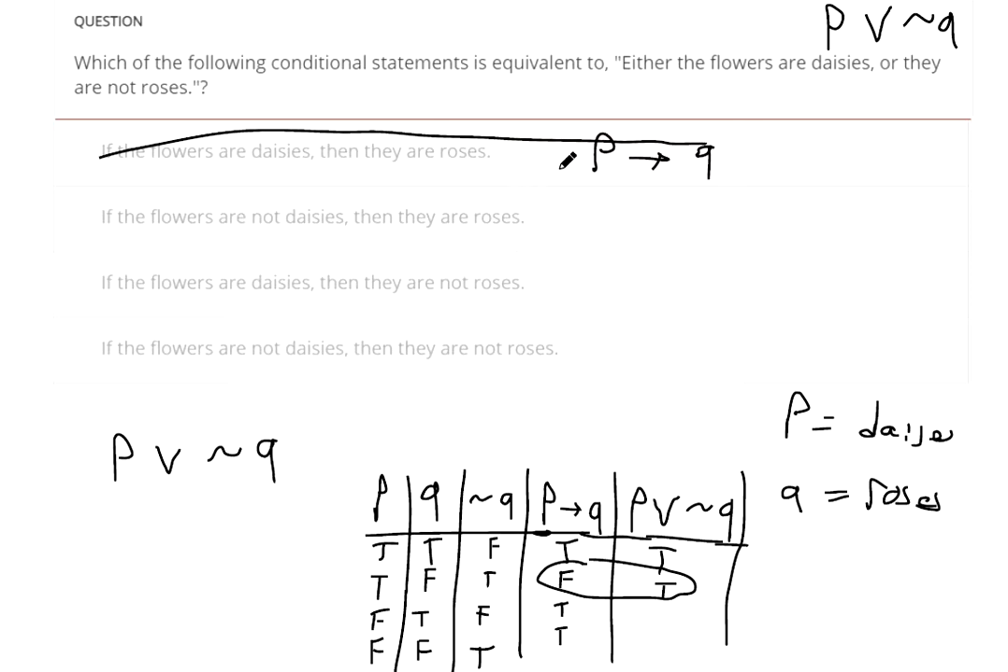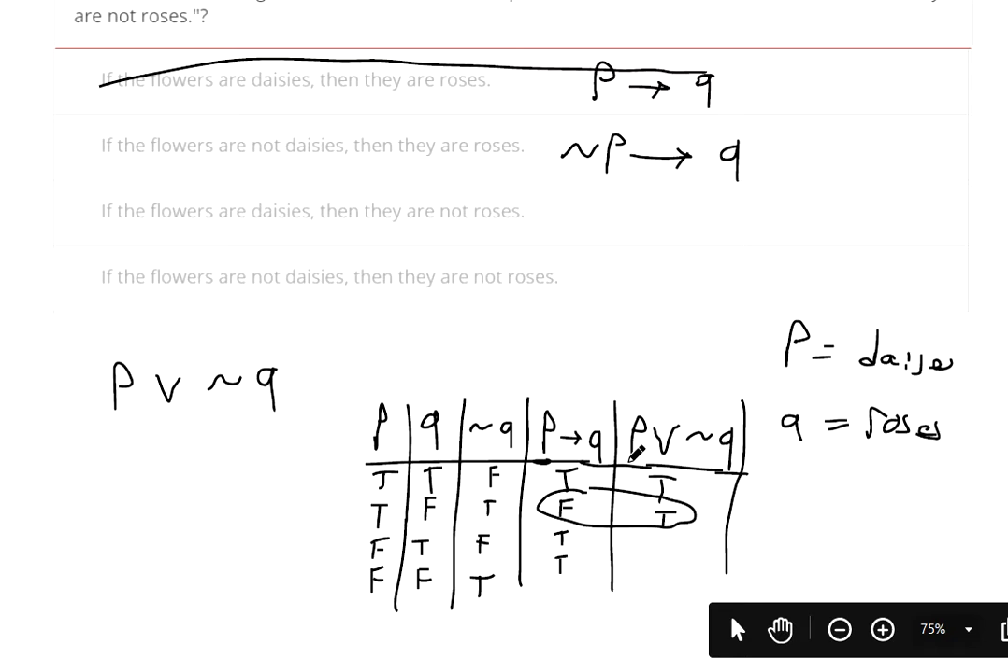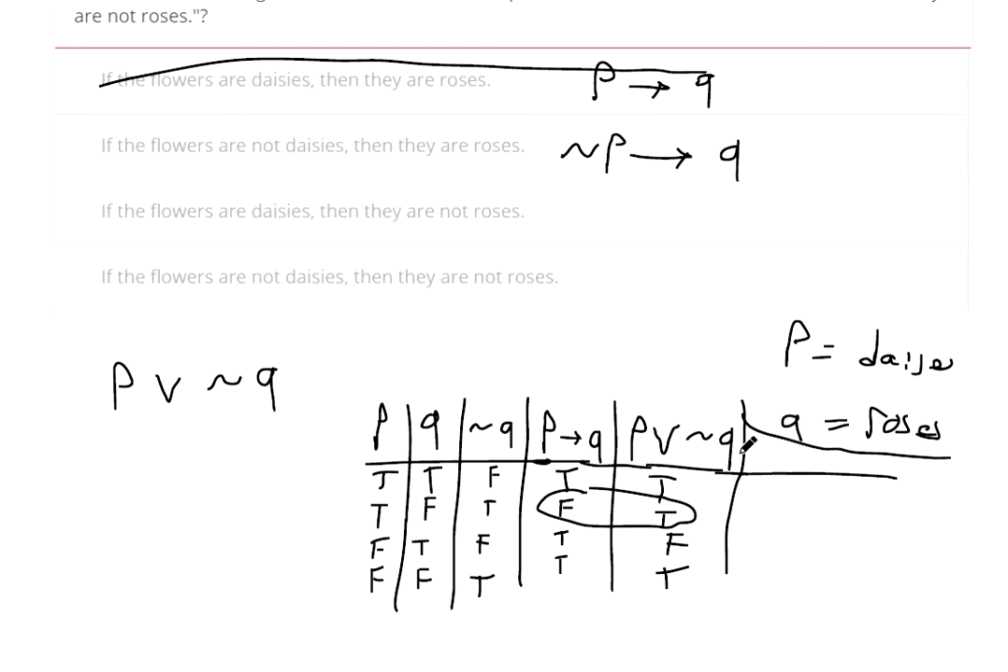If the flowers are not daisies, so not P, then is the conditional. Then is a conditional statement, so we need the arrow. Not P, then they are roses, then they are Q. So here, let's finish doing P or not Q. P, not Q. So P, not Q. Both of them are false here, true here. Okay, we just converted this to a statement. So we need not P implies Q.